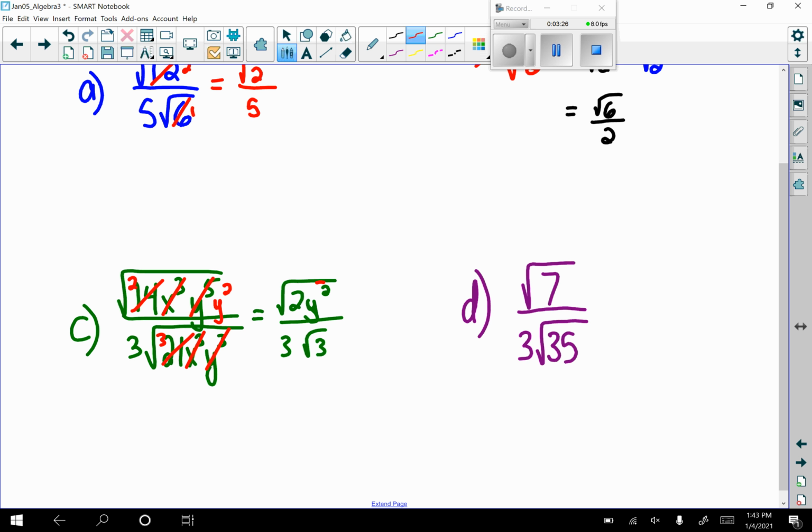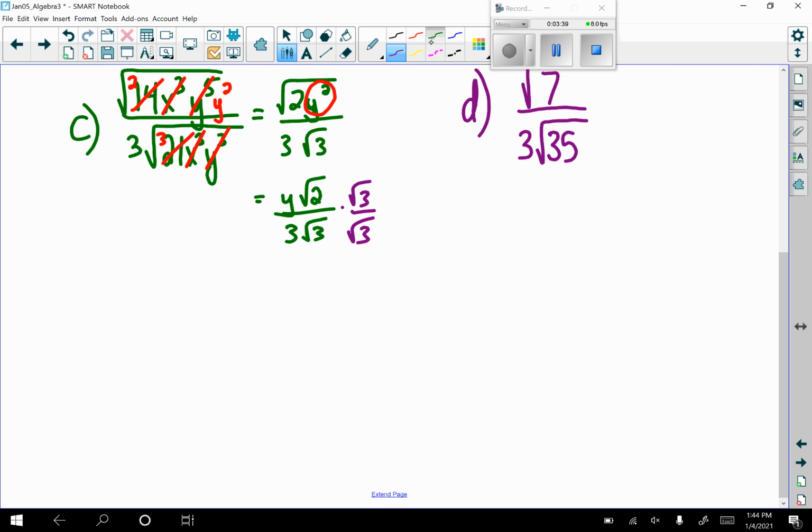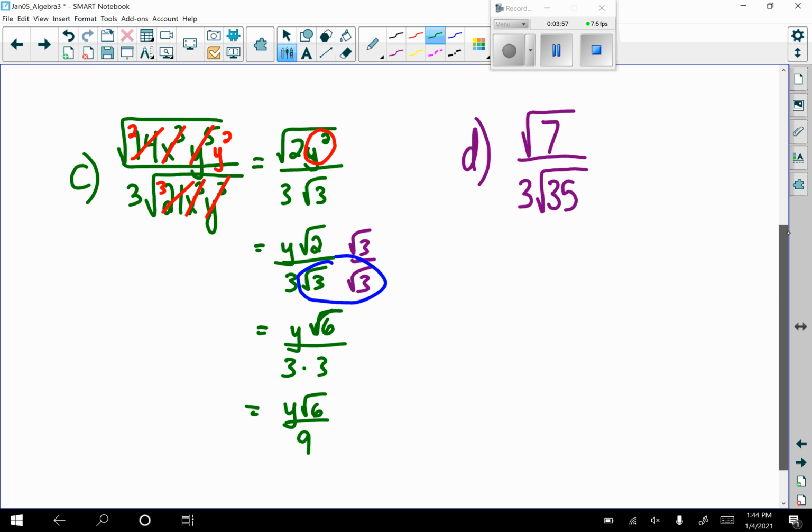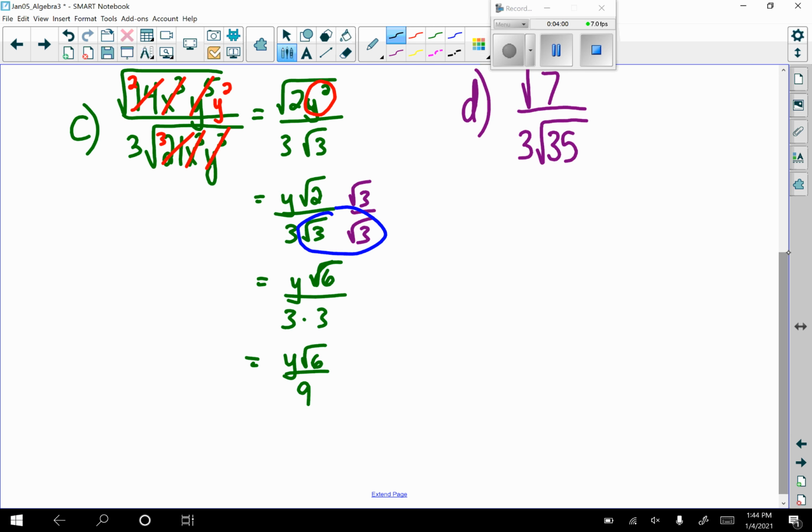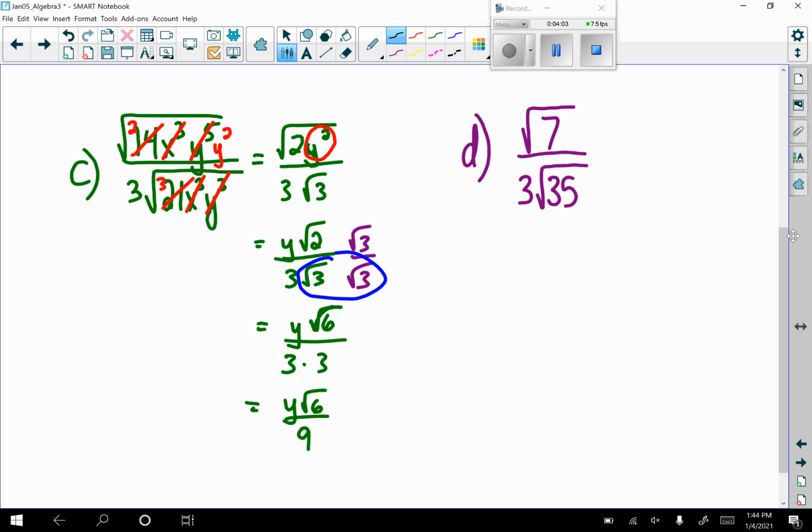What I could do here is I could take this out. So now I really have a y radical 2 over 3 radical 3. I can't leave this radical 3 here, so I need to rationalize. Top and bottom get multiplied by radical 3. So now up top, I'm going to get a y radical 6. And down here, these two get multiplied together, so I'm really getting a 3 times radical 3 times radical 3 is 3, so I get a y radical 6 over 9.